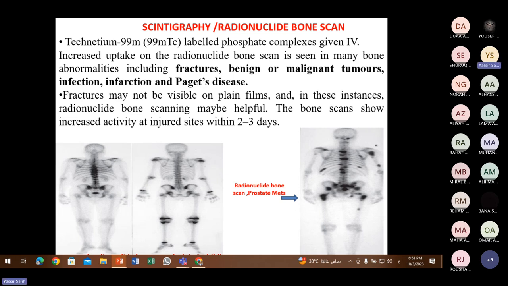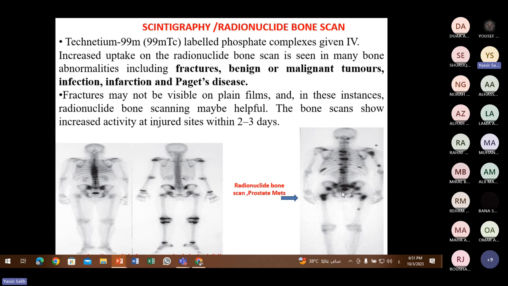ناخذ example اللي هو stress fracture اللي هو one of the examples of this condition. So radionuclide bone scan can be used for assessment of fracture because it is very sensitive and can demonstrate the fracture within 2 to 3 days.